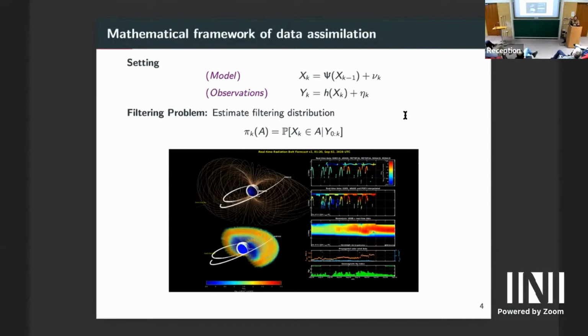And what are we really interested in in the filtering setup? We want to estimate the probability of the signal, of the state, for example the weather condition, given all the data we have seen so far. So that's the ultimate goal. And of course, this can be quite hard, so there are many approximation steps that you might want to take in between.